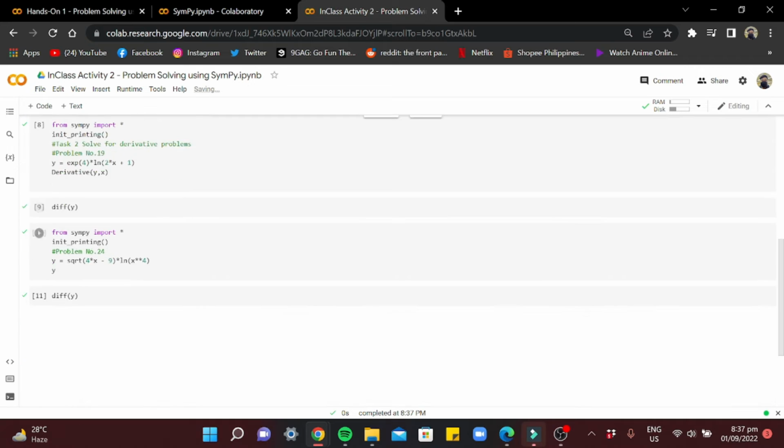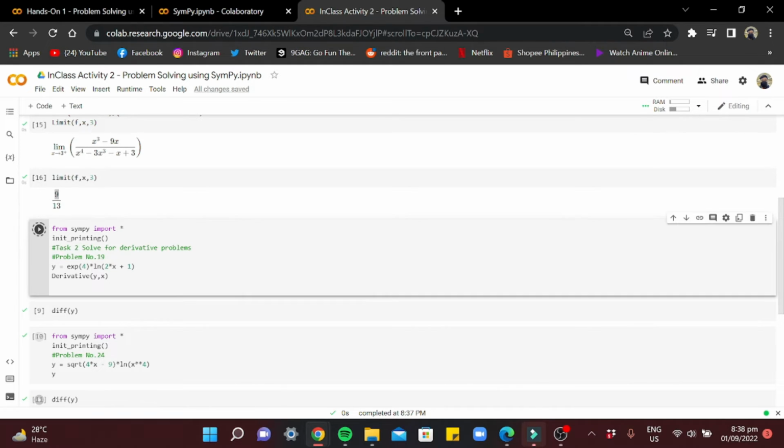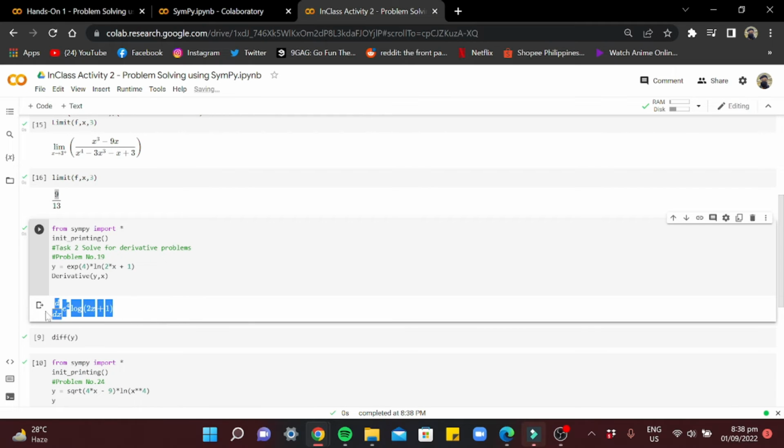Moving forward to in-class activity 2, we will solve for derivatives. I've chosen problem number 9. Let's run this code. The derivative of y with respect to x. You can see the equation, so this is the problem. If we don't type this, we'll just have e raised to 4 log times 2x plus 1. Log is written here as the shortcut or other term in Python.